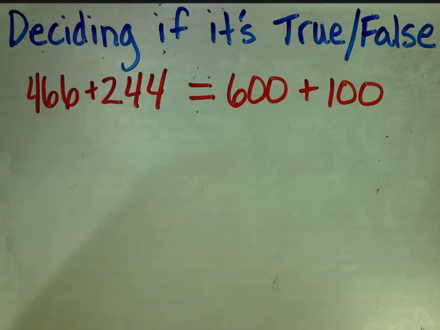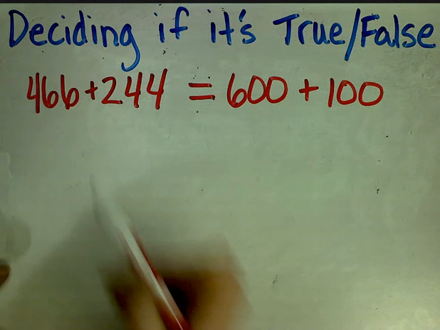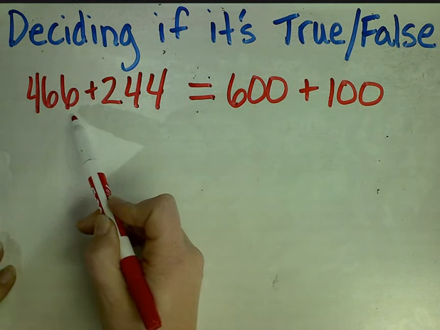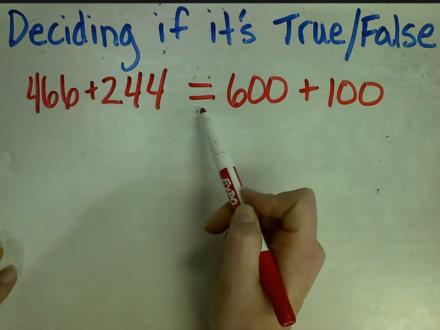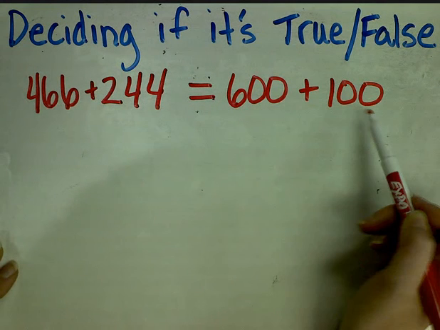One of the things we're looking at when assessing a student's understanding is if they can tell us when a number sentence is true or false, and then explaining why they think it's true or why they think it's false. This is a bit tricky for kids because it's something that's very different than some of their normal math. So in this case, we're looking at 466 plus 244 is equal to or the same as 600 plus 100.